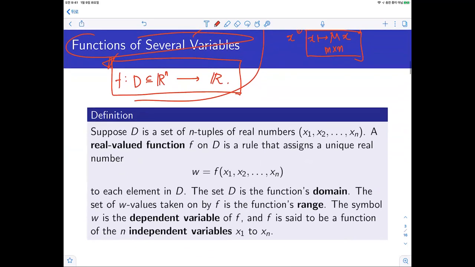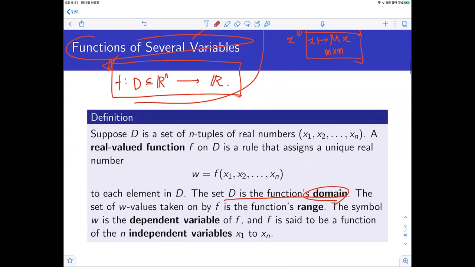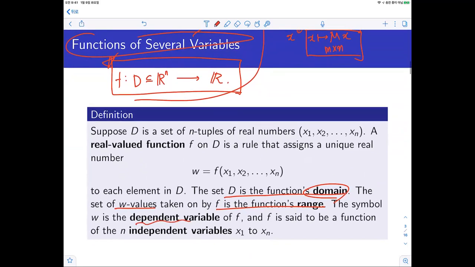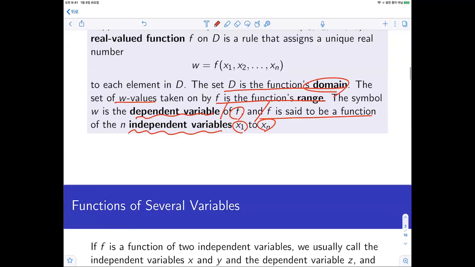So here D is the function's domain, and the set of w values is the range of f. Here w is the dependent variable, and f is a function of the independent variables x1 to xn. Since x1 to xn can be chosen independently, that's why we call them independent variables.